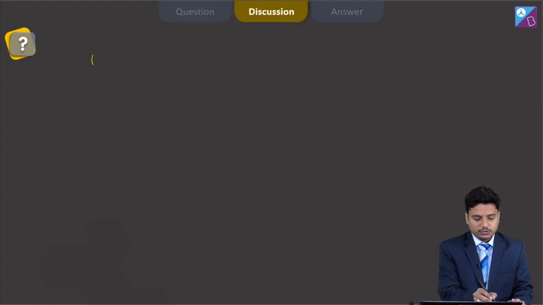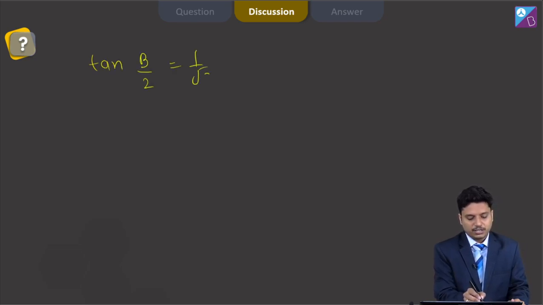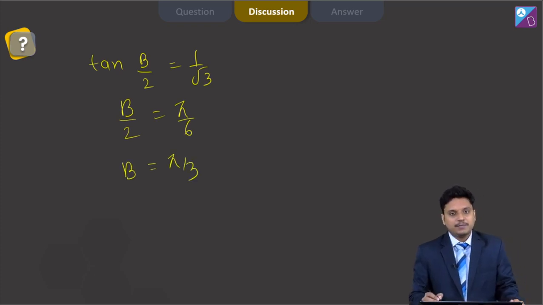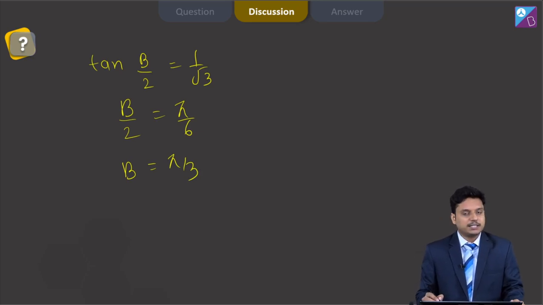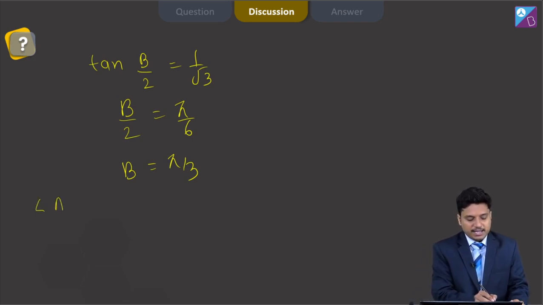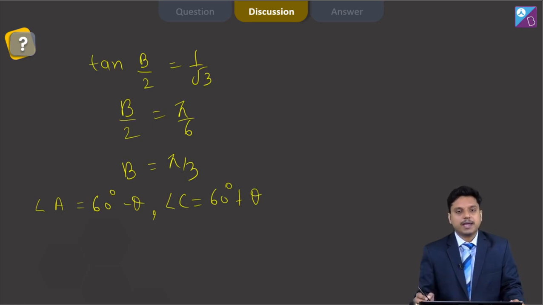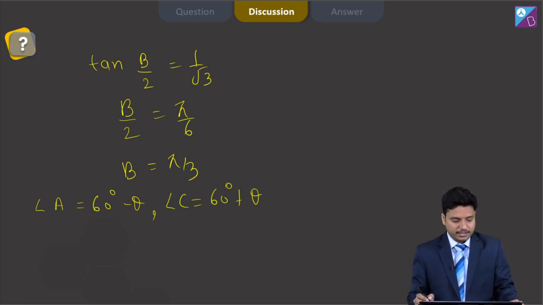So moving on to the next slide, we can see if tan b by 2 is equal to 1 by root 3, 1 by root 3 is what? Tan pi by 6. So b by 2 can be considered as pi by 6, and that is why b is here equal to pi by 3. So angle b is 60 degree. If angle b is 60 degree, the sum of the rest two angles, that is angle a and angle c, is 120 degree. So I am considering angle a as 60 minus theta and angle c as 60 plus theta, because we can think of any two angles whose sum is equal to 120.